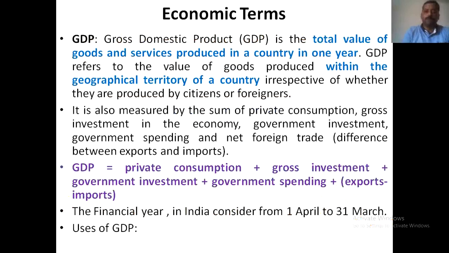Good afternoon, everyone. Now, we are going to start a new topic, new concept, new term, that is economic terms.